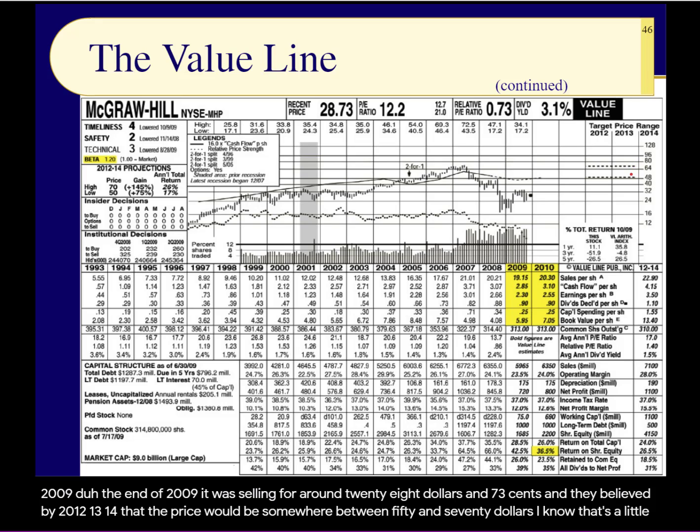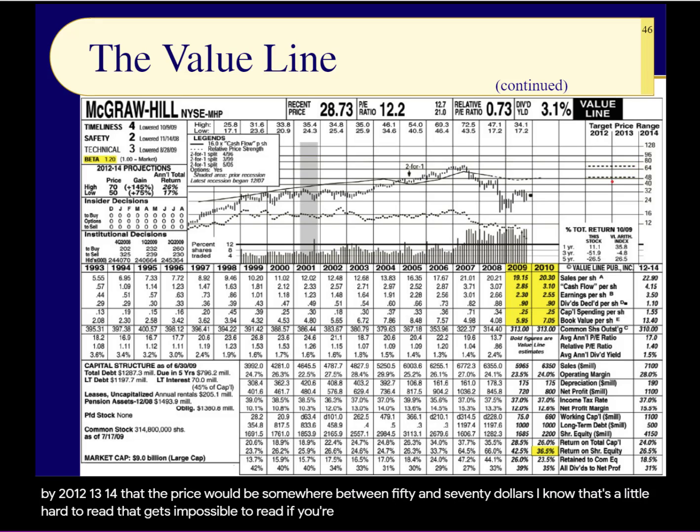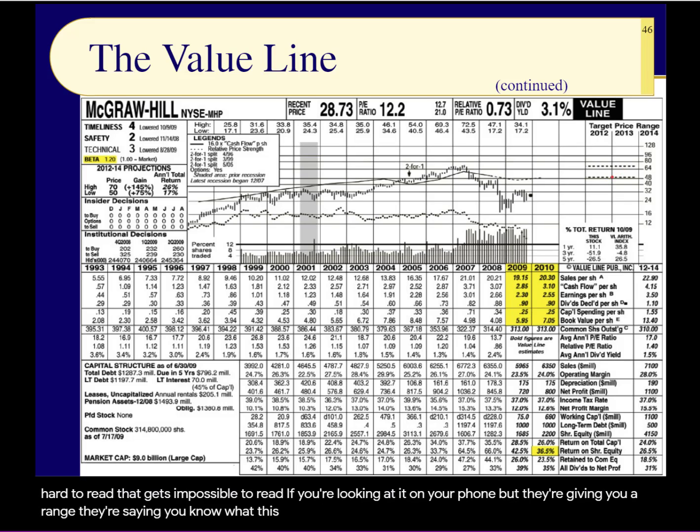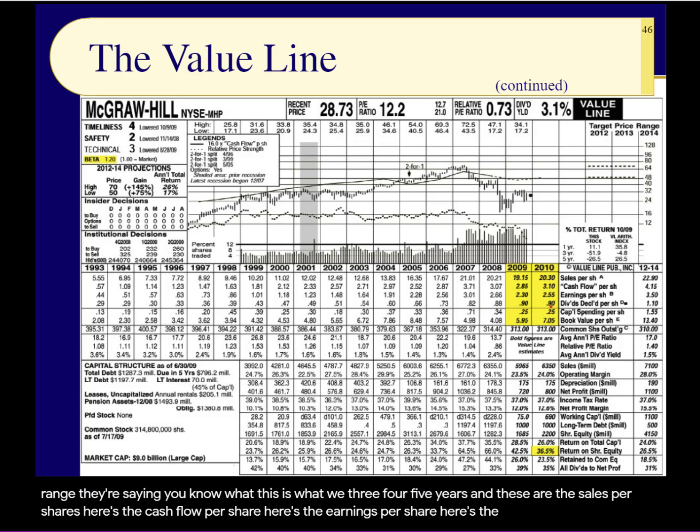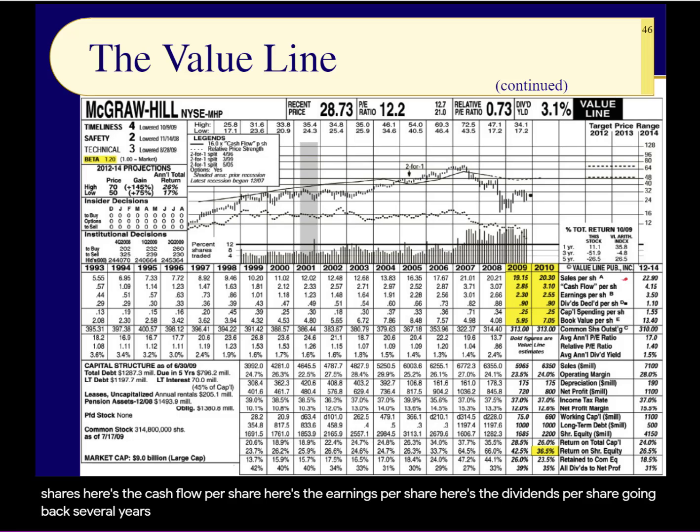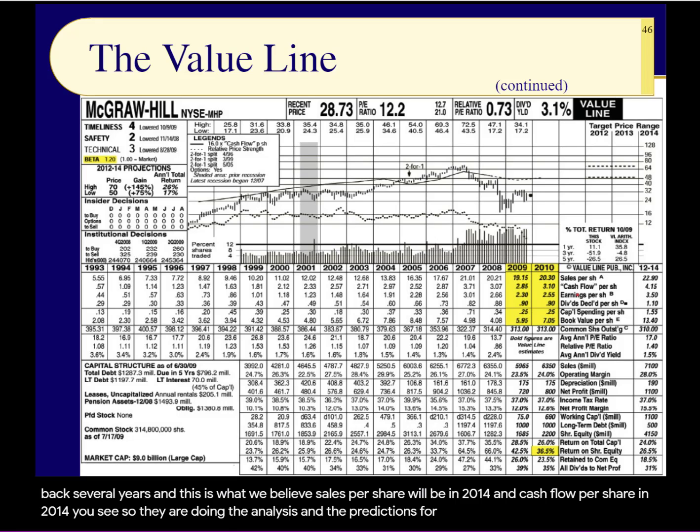Now, I know that's a little hard to read. In fact, it's impossible to read if you're looking at it on your phone. But they're giving you a range. They're saying, you know what? This is what we think the price is going to be in 3, 4, 5 years. And these are the sales per share. Here's the cash flow per share. Here's the earnings per share. Here's the dividends per share going back several years. And this is what we believe sales per share will be in 2014 and cash flow per share in 2014. You see, they are doing the analysis and the predictions for you.